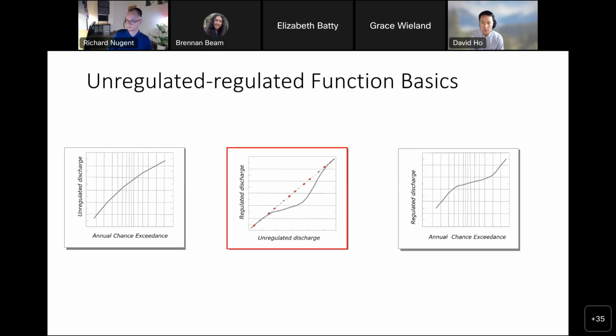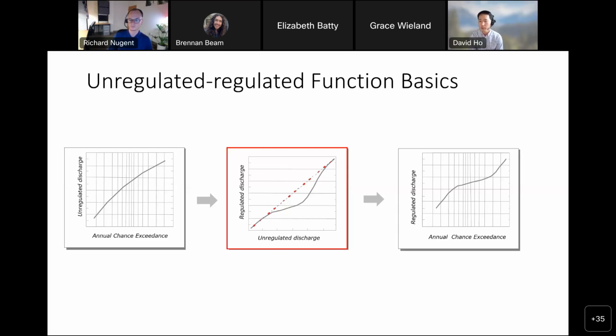So a transform relationship can let you utilize the benefits of the unregulated flow frequency curve to create your regulated one. So looking at this graph below, we can take your unregulated flow frequency curve, and then we can pass it to this unregulated to regulated flow transform relationship to then get your regulated curve. So what's cool about this is the information that you got from your unregulated curve, that you spent time computing and generating, is passed down to your regulated curve.